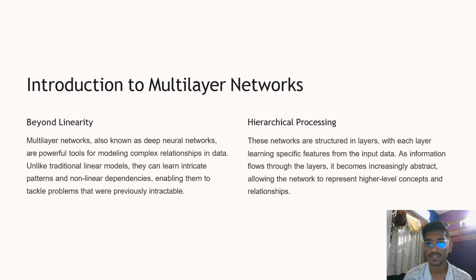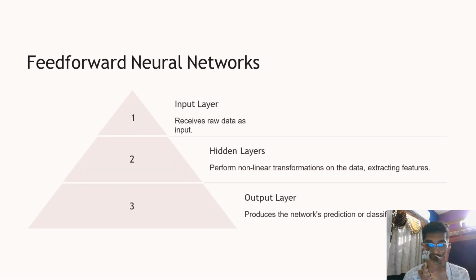Then these network structures are in the form of layers, where each layer performs a specific task. There are mainly three different layers: input layer, processing layer, and output layer. So basically the data flows through the layers and becomes more abstract, allowing high-level relationships and concepts between the layers. So next, let us see what a feed-forward neural network is.